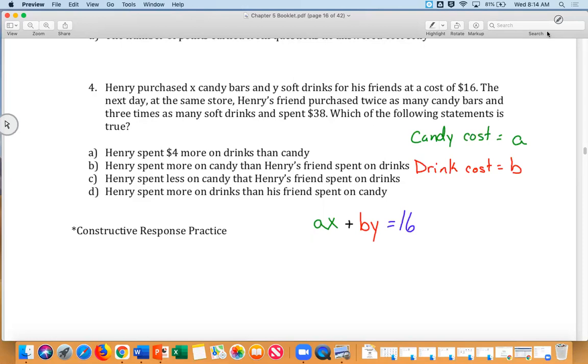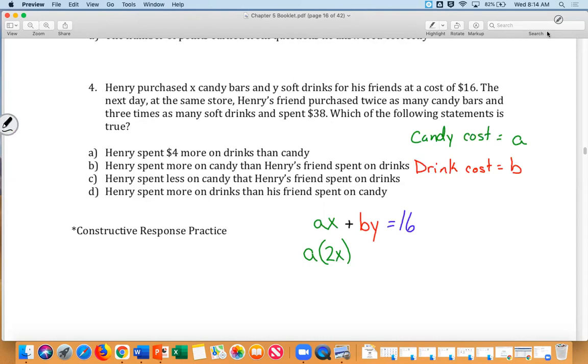Now, I have no idea where this is taking me. First time I'm doing it. So we'll see where this goes. All right. Now it says Henry's friend purchased twice as many candy bars. Now I need another equation. Nate, does the price of a candy bar change? No. So it's going to be A, which is the candy cost, times 2x. It's twice as many. Does everybody see where I got the 2x from?